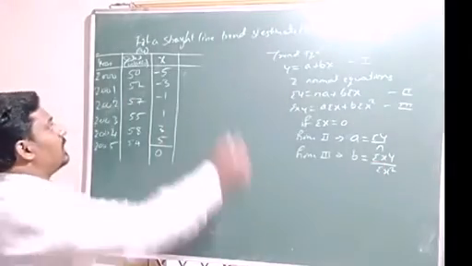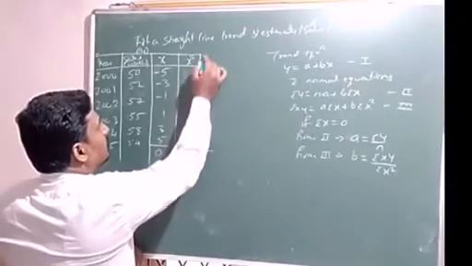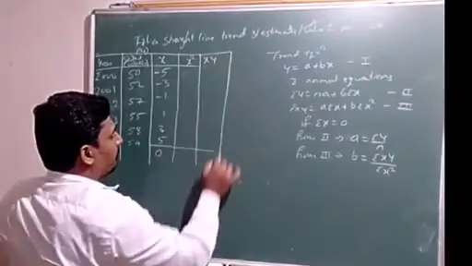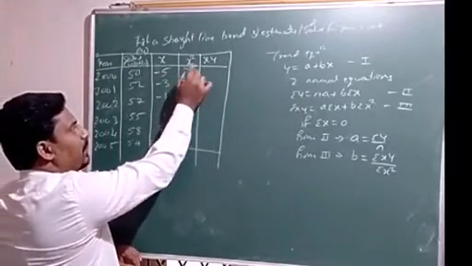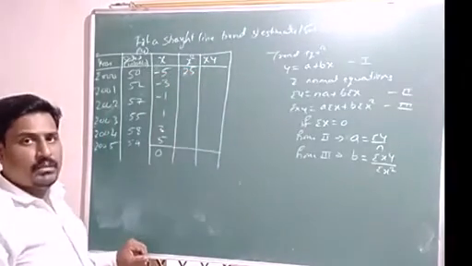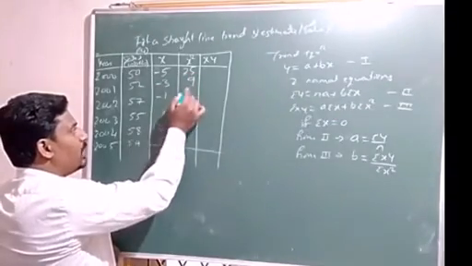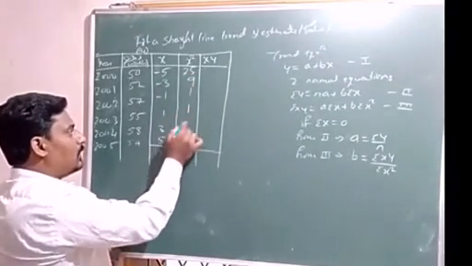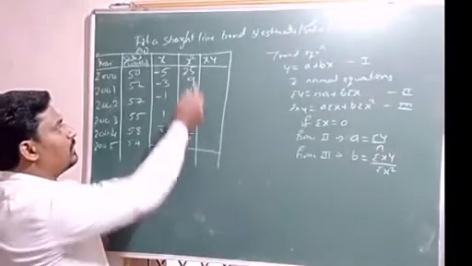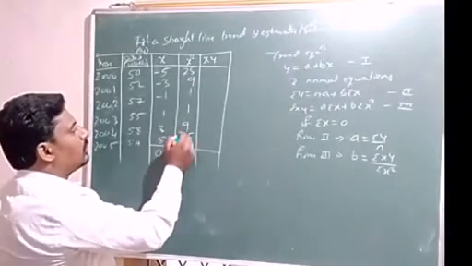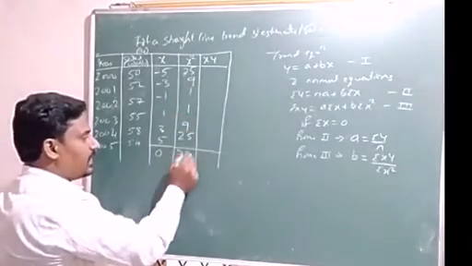So let us calculate first x square, then we'll calculate xy. First x square: 5 square is 25, minus 5 square is 25, minus 3 square is 9, 1 square is 1, 1, 9 and 25. So the total of this column is 9 plus 1 is 10, 10 plus 10 is 20, 20 plus 50 is 70.